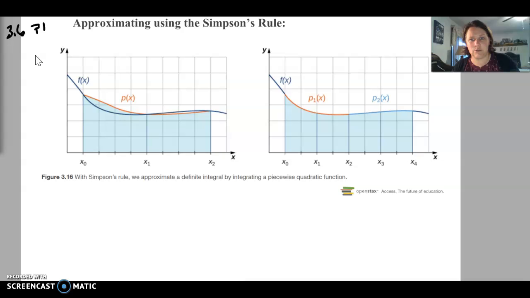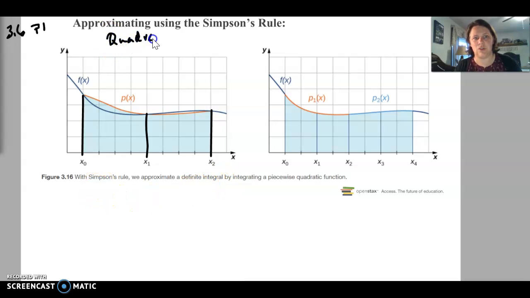And Simpson's rule, what they do, so we have on the left-hand side, this is what our equation would look like if we used, so this is broken up into two intervals. So we have from x sub 0 to x sub 1, and then from x sub 1 to x sub 2. So if we made this whole interval just 1, from x sub 0 to x sub 2, with Simpson's rule, what they do is they write a quadratic equation.